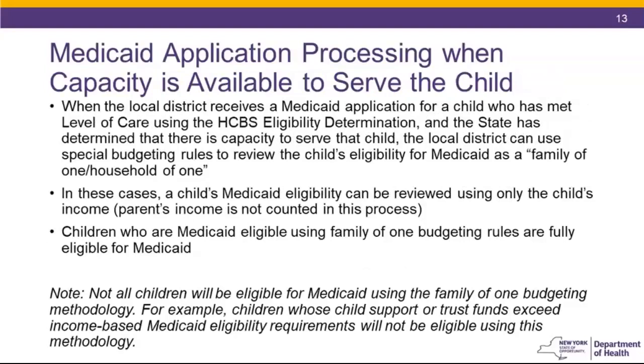All right, Medicaid application processing when capacity is available to serve the child. When the local district receives a Medicaid application for a child who has met level of care using the HCBS eligibility determination, and the state has determined that there is capacity to serve the child, the local district can use special budgeting rules to review the child's eligibility for Medicaid as a family of one, also known as a household of one. In these cases, the child's Medicaid eligibility can be reviewed using only the child's income. The parent's income is not counted in this process. Children who are Medicaid eligible using family of one budgeting rules are fully eligible for Medicaid.